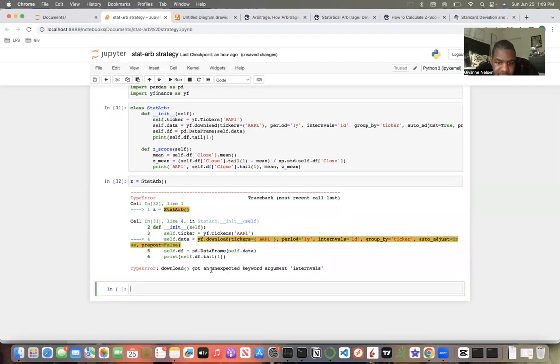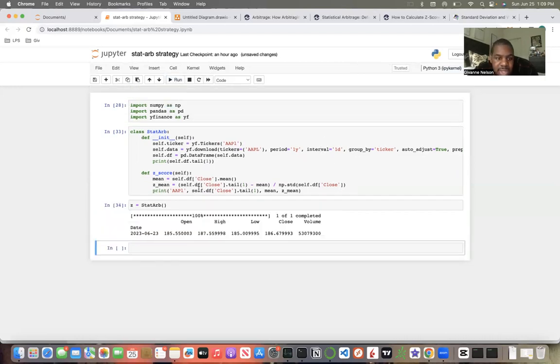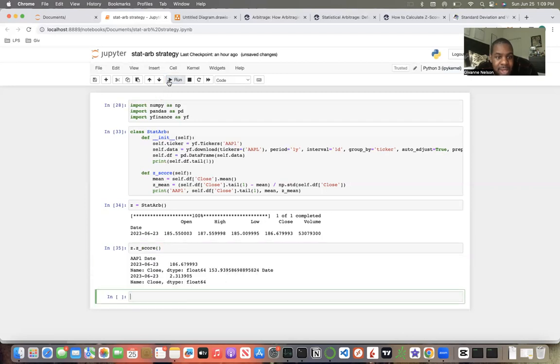Download got an unexpected interval. Oh shit, it's interval. My bad. I actually spelled the whole thing wrong. There we go. That is crazy. Z underscore score. All right, cool.